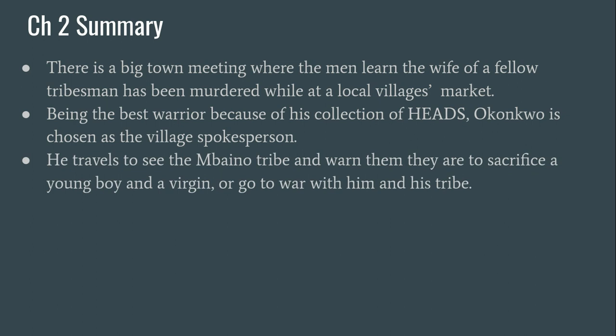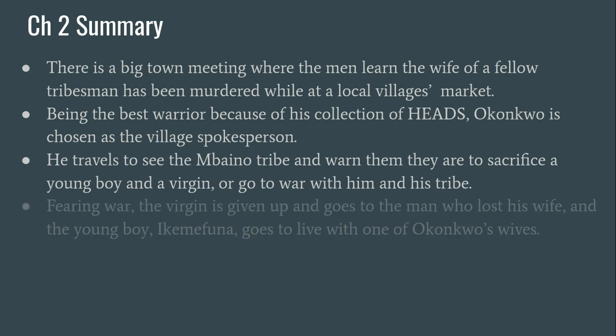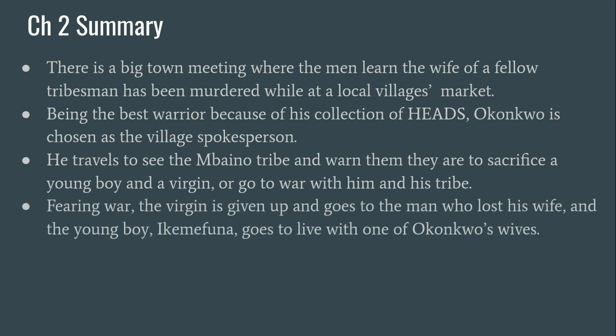They say you are to give us a virgin and a young boy. And they give that virgin to the man who lost his wife. And the young boy, who we've talked about already, Ikemefuna, goes to live with one of Okonkwo's wives.